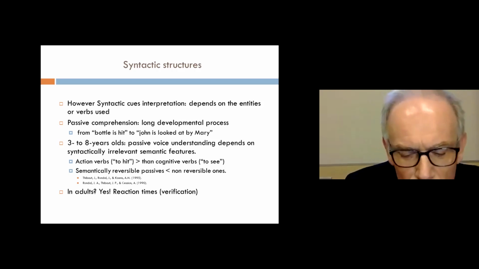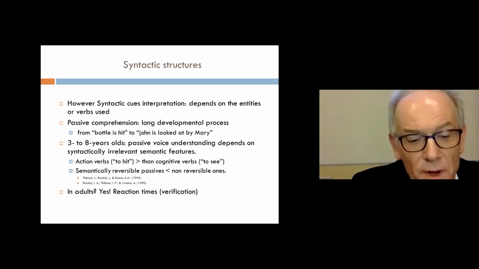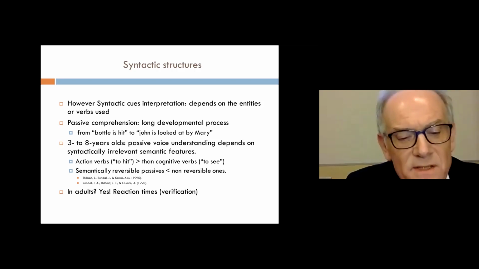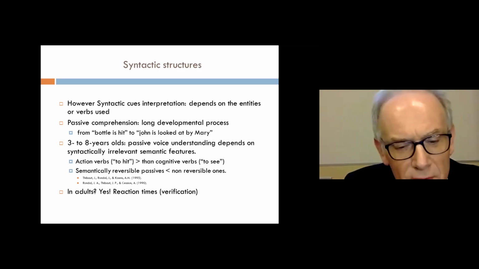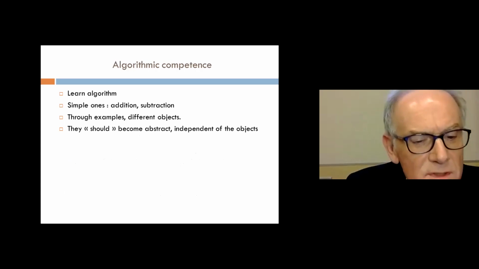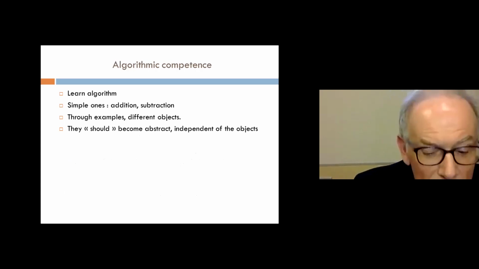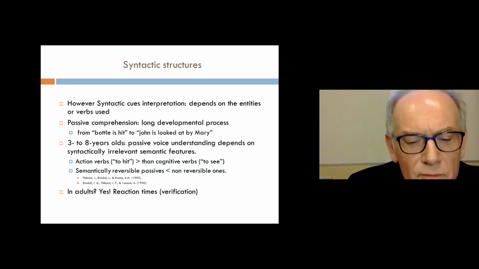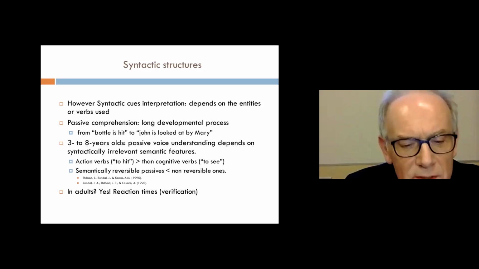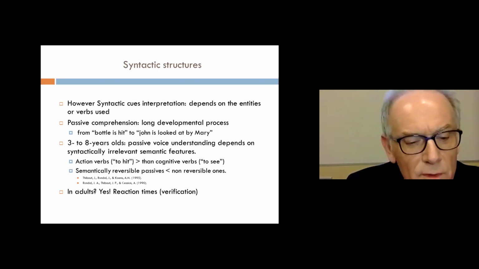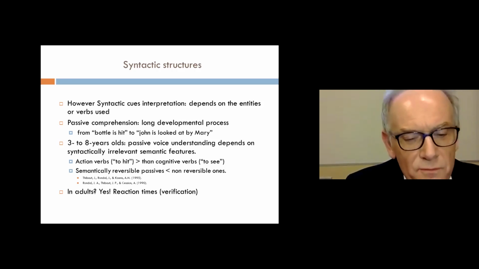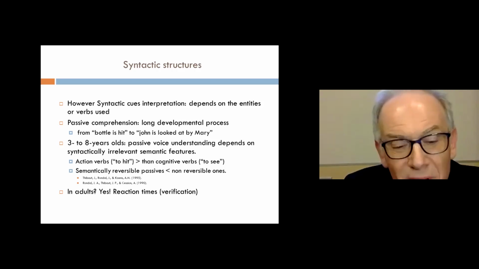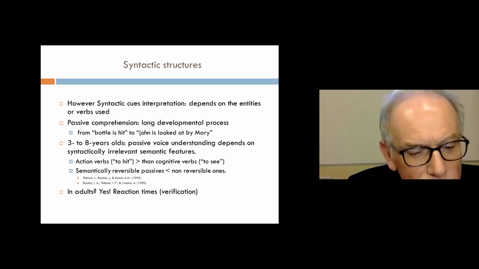Of course, the adults won't make any mistakes, but the reaction times will show that, for example, reversible passives will take more time to be interpreted than non-reversible ones. So my first point is exactly that. Even though we are supposed to be extremely competent, it's not a problem of not knowing, of incompetence. We are very competent with these syntactic devices, yet we tend to interpret them in terms of the semantic features built into the information given by the words.